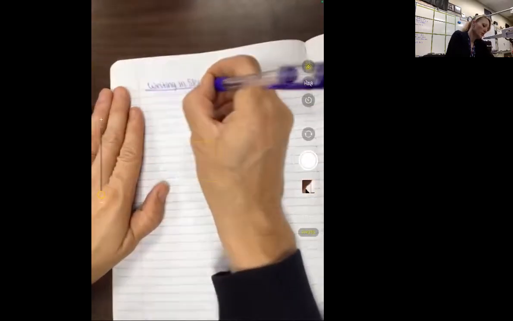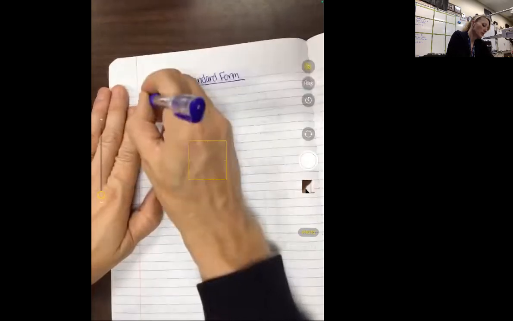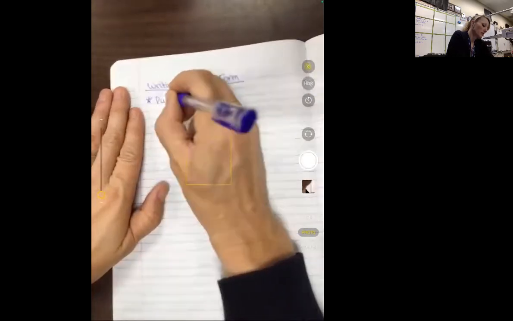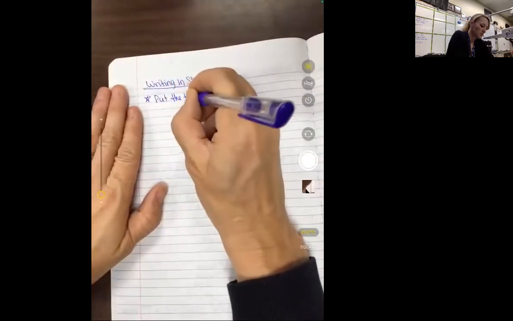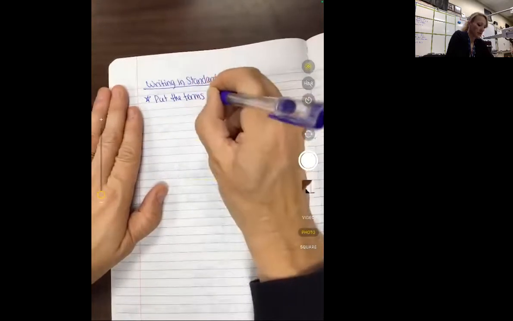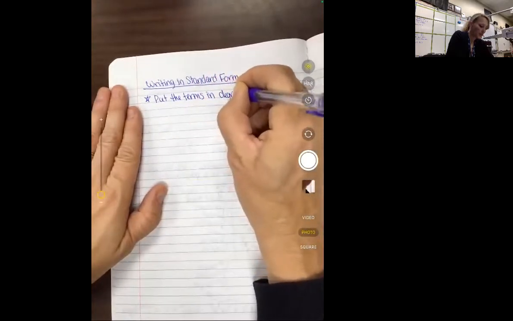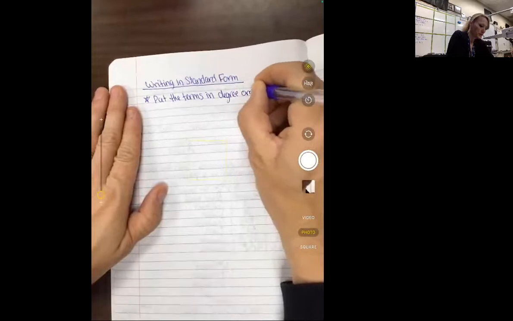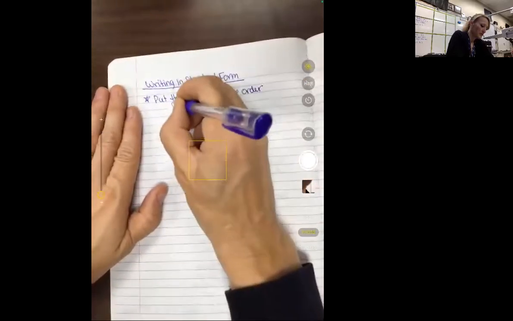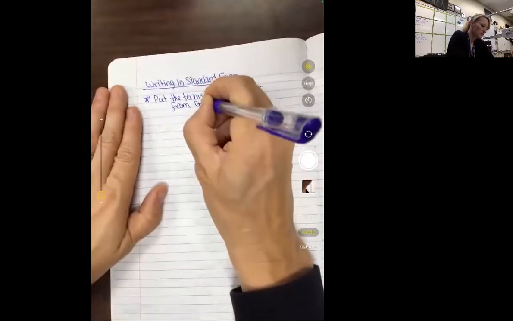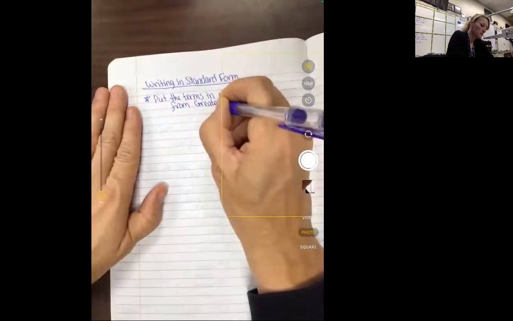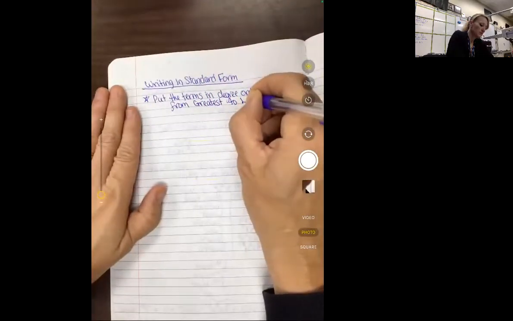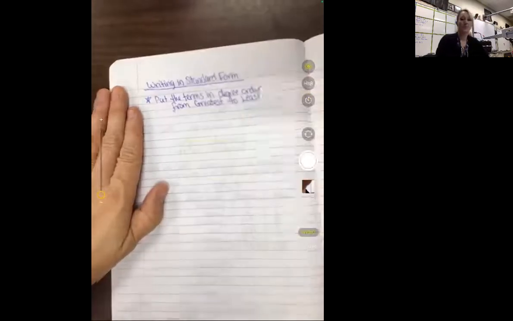So if we are going to write in standard form, we are going to put the terms in degree order from greatest to least. And that's how we write in standard form.